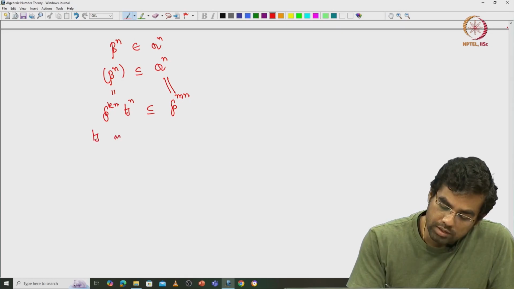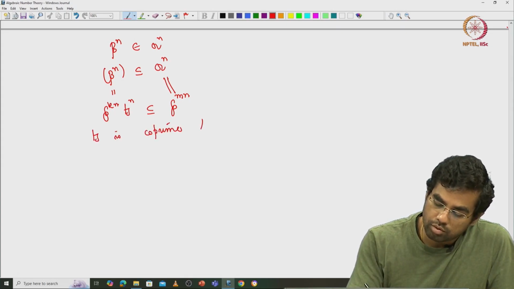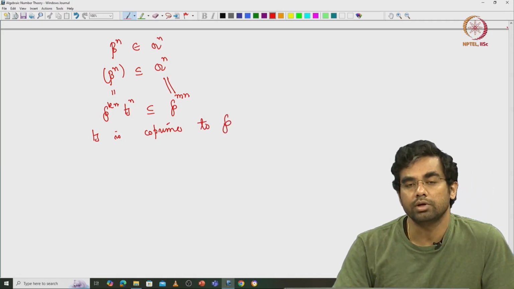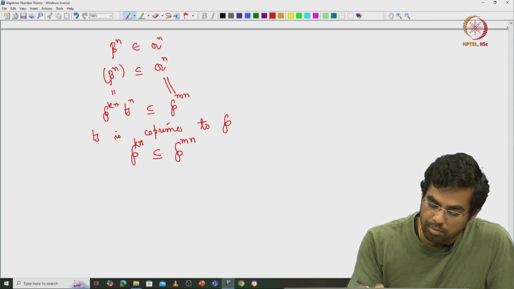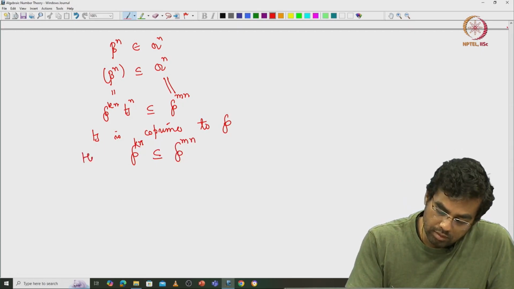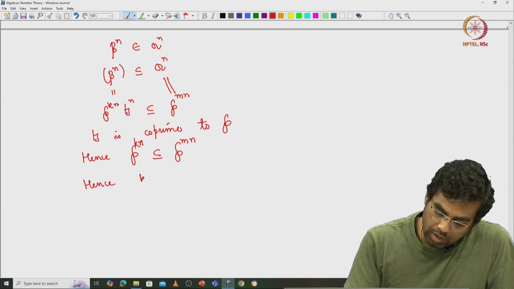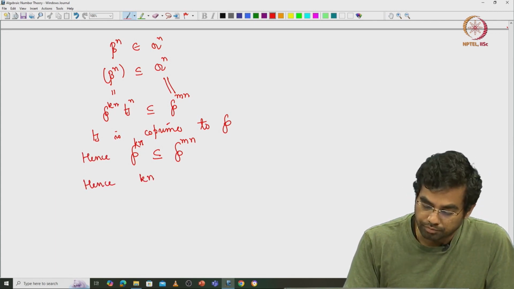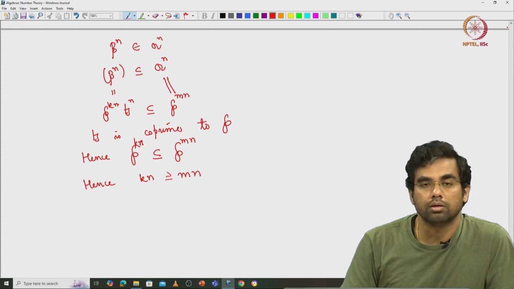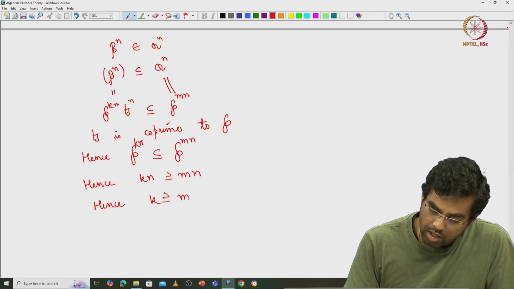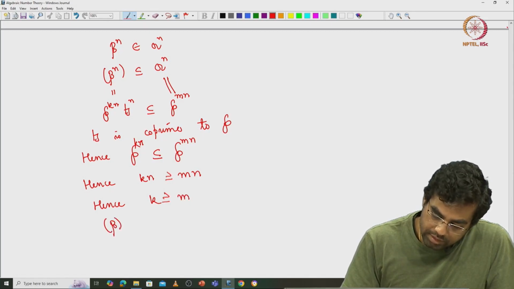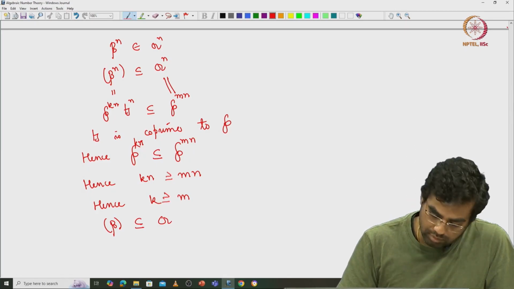But B is co-prime to P, that's how we constructed our B. This means that P to the power k n is contained in P to the power m n, right, which means k n is greater than or equal to m n, but n is non-zero, and so k is greater than or equal to m, which means that the ideal generated by beta is contained in A, which means that beta is in A.